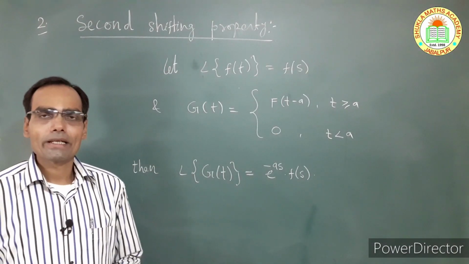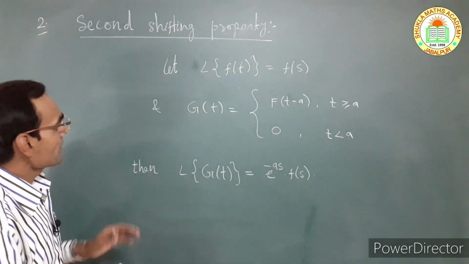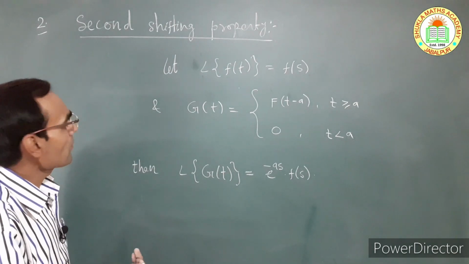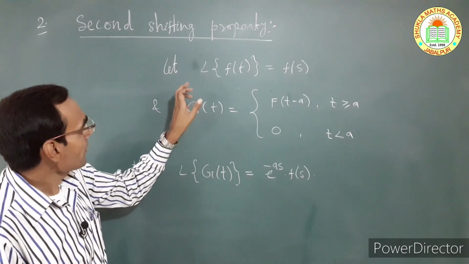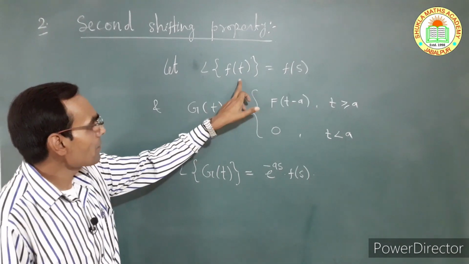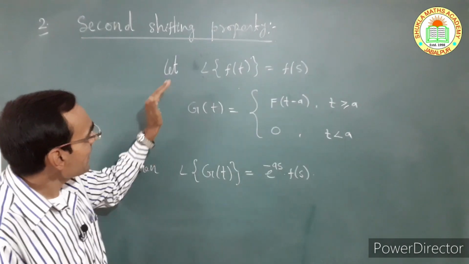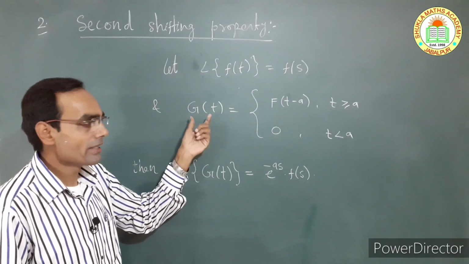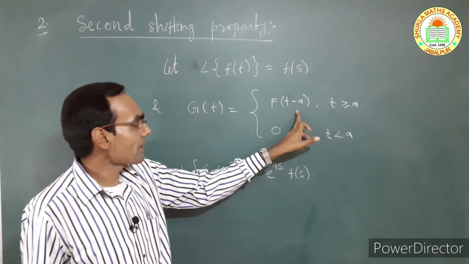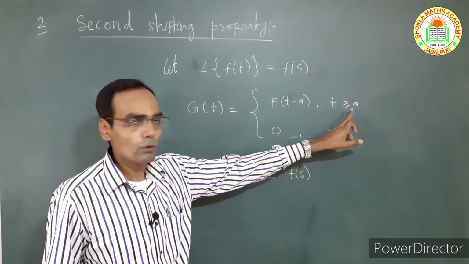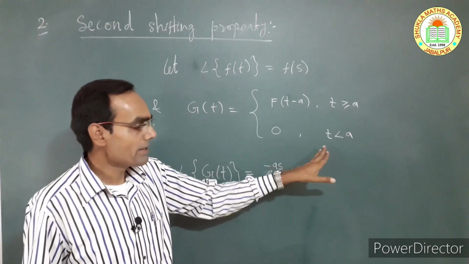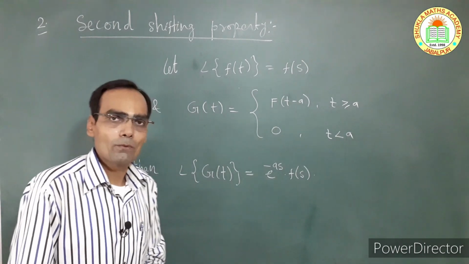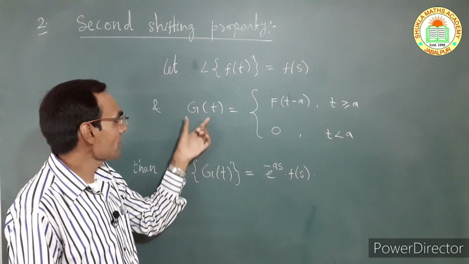Now next is the second shifting property. It is a very basic property. See, if the Laplace of f(t) is F(s), and we have another function g(t), where g(t) is defined as f of (t minus a) when t is greater than or equal to a, and it is 0 if t is less than a. Now we have to find the Laplace transform of this function g(t).